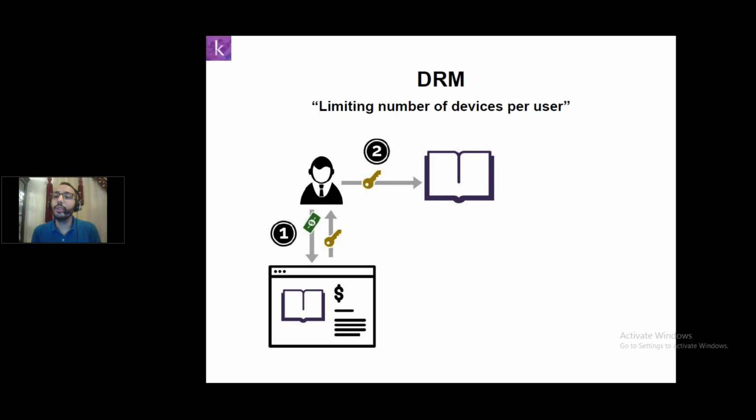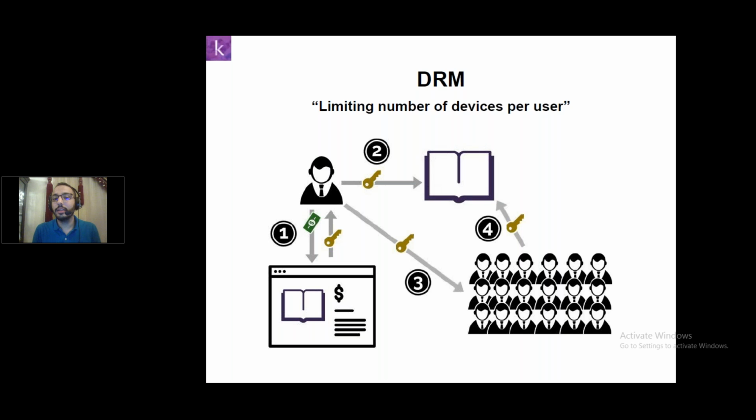As for the third way, which is DRM, which is limiting the number of devices per user, as you can see in this diagram, this is the normal situation that should be done. You create a promo code for your ebook, a user purchases this promo code, you give him the promo code, and he accesses the ebook using the promo code. So let's say that won't happen. What will happen? This will happen.